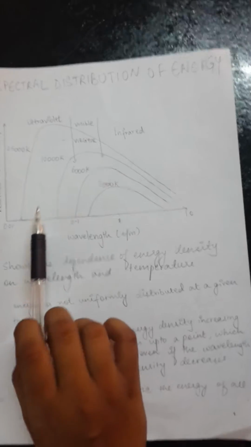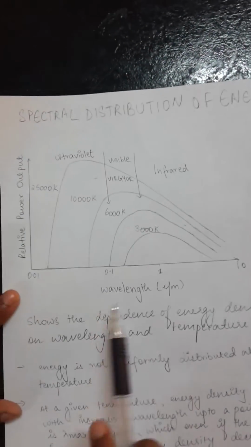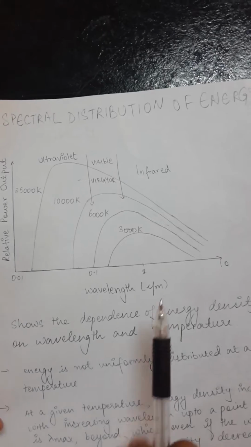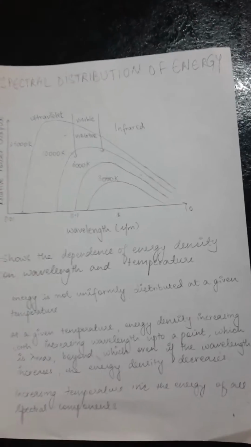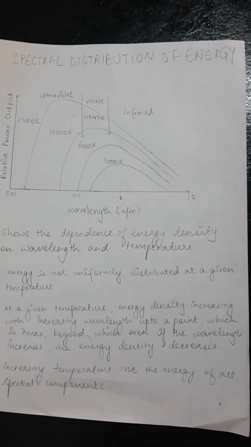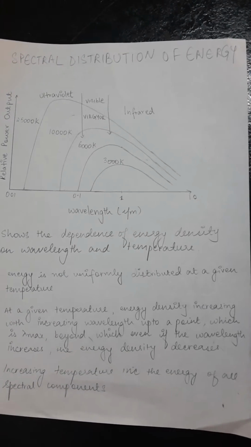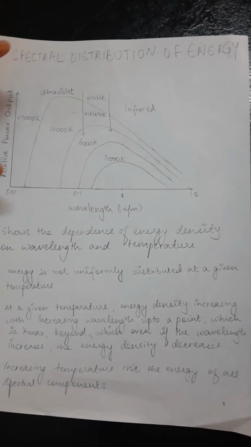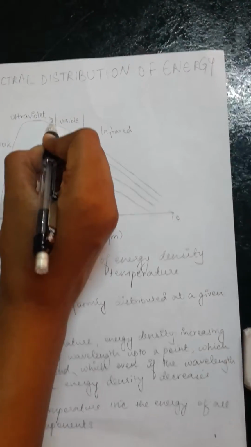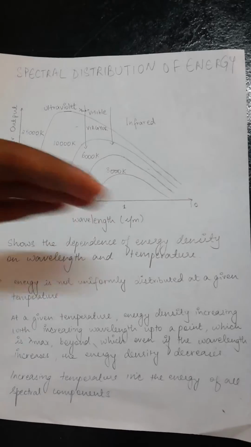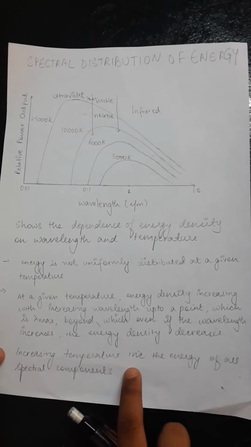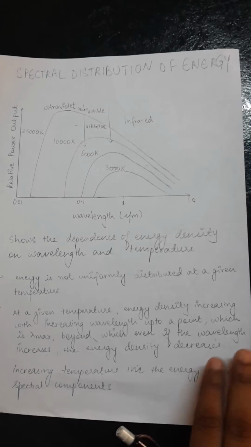Basically, we have plotted the relative power output with respect to wavelength. This is trying to show us the dependence of energy density on the wavelength and the temperature. As we can see, the energy is not uniformly distributed at a particular temperature. At a given temperature, energy density is increasing with the increasing wavelength up to a point. This point is lambda max. Beyond this point, even though the wavelength is increasing, the energy output is actually decreasing. And increasing temperature increases the energy of all its spectral components.